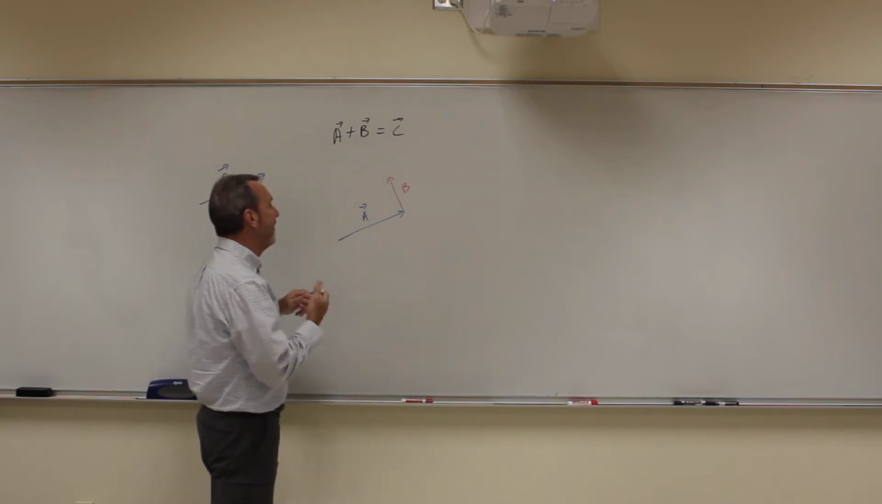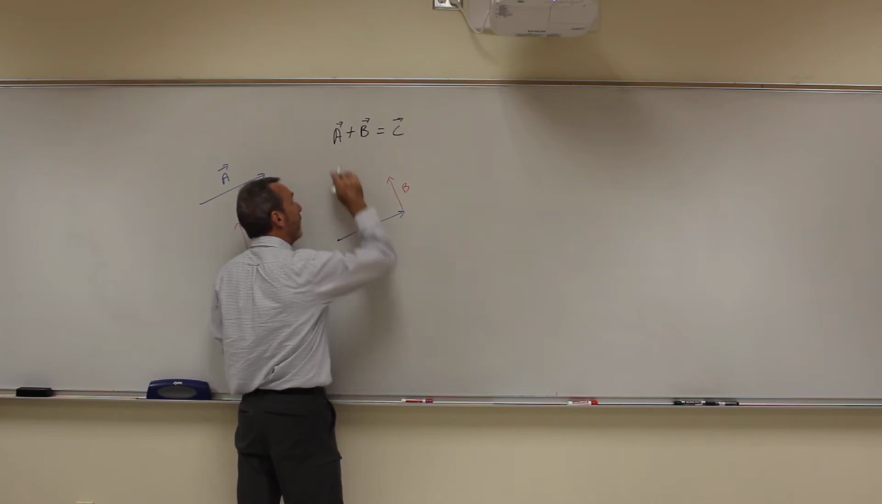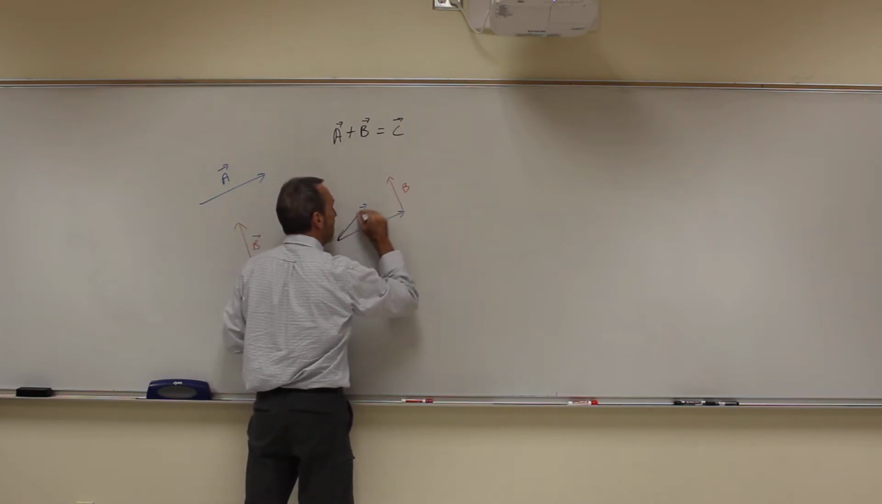When I do that, I get vector C by starting at the tail of the first vector and going to the head of the last vector. So this is vector C right here.